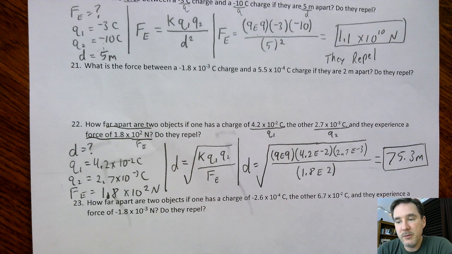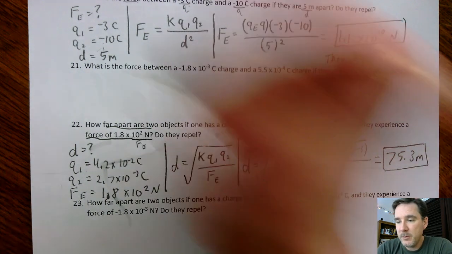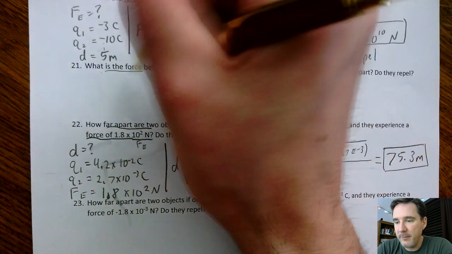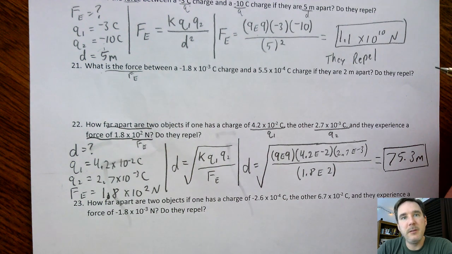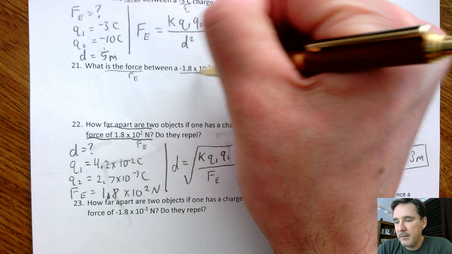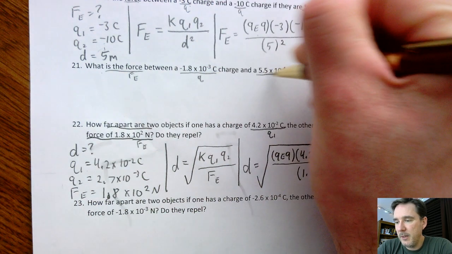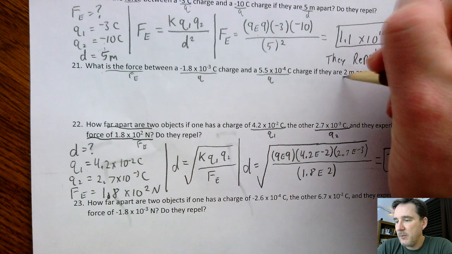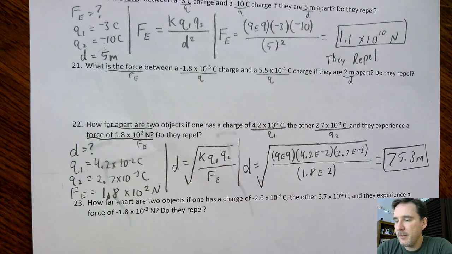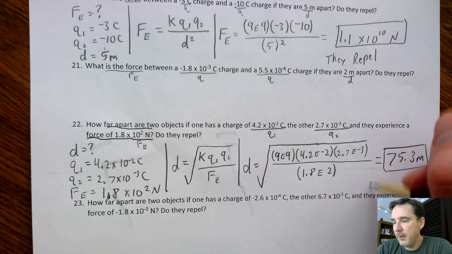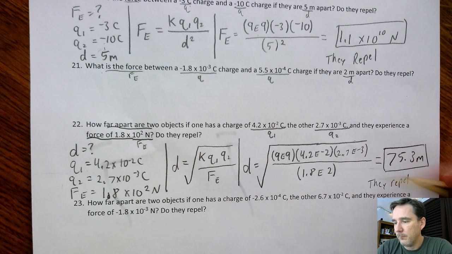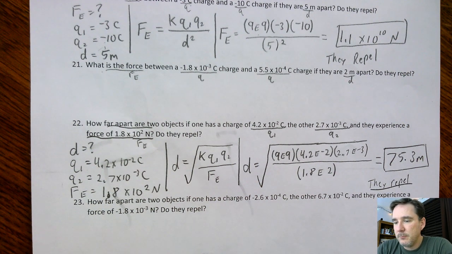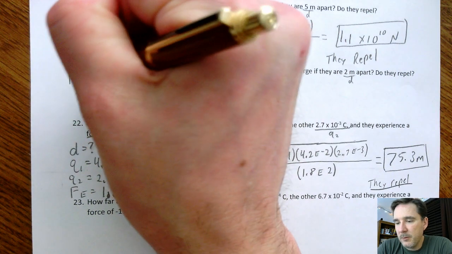So looking at question 21, very similar to question, well, here, let's see what it's similar to. It wants to know what is the force. Okay, so it's asking for Fe. That means that's our question mark, and so we're going to get to use that first main equation. It says that's a charge, so that's going to be a Q, and this is a charge, so that's going to be a Q, and 2 meters apart is going to be our distance. Oh, do they repel? I forgot to answer that for question 22. Well, they're both positive, so they repel. Okay, so Fe is our question mark.